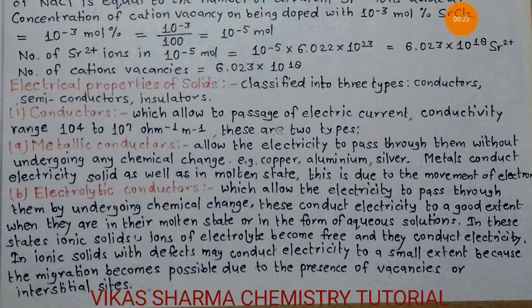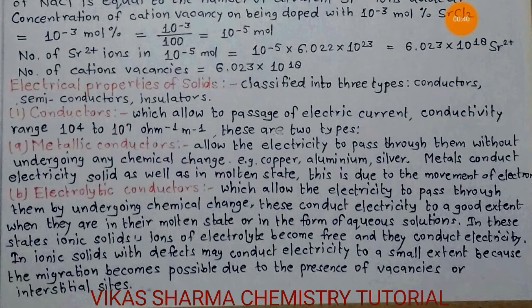These are of two types. First one, metallic conductors, allow electricity to pass through them without undergoing any chemical change. Examples: copper, aluminium, silver. Metals conduct electricity in solid as well as in molten state. This is due to the movement of electrons.